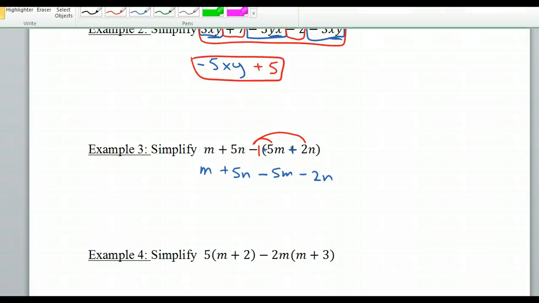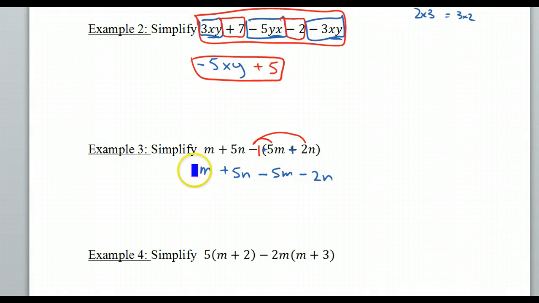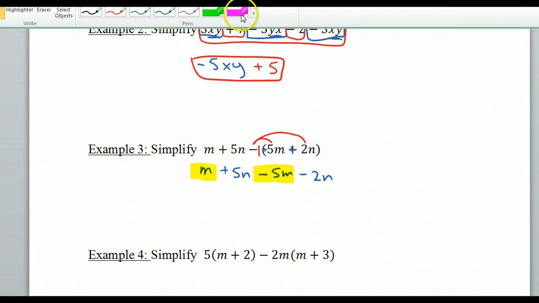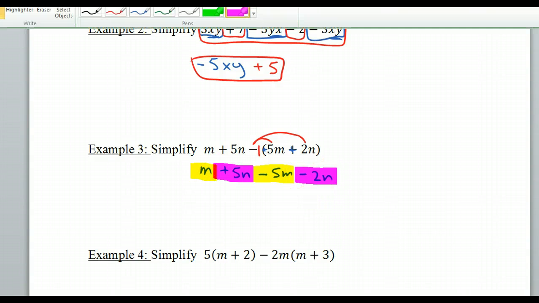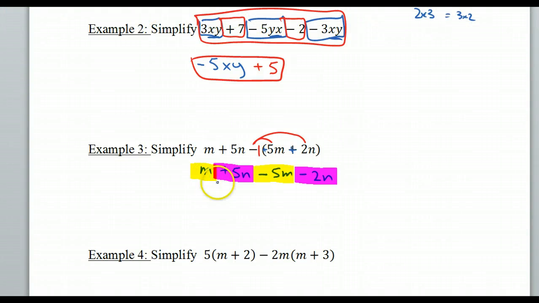Now I'm going to go ahead and get my like terms here. So I have some m's here and some m's here, and I have some n's and I have some more n's. So the final expression here is going to be m minus 5m. It's going to give me minus 4m. Cross them out. I have 5n minus 2n, which is going to give me plus 3n.